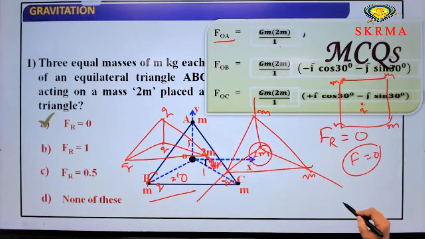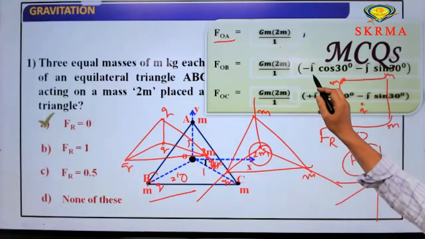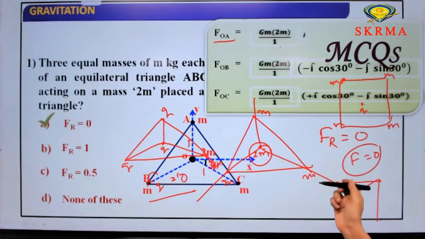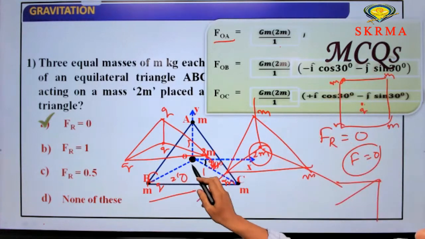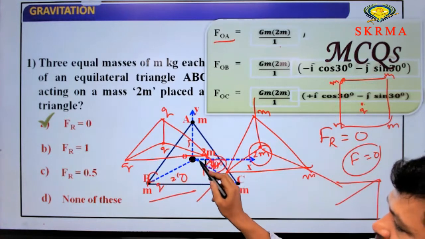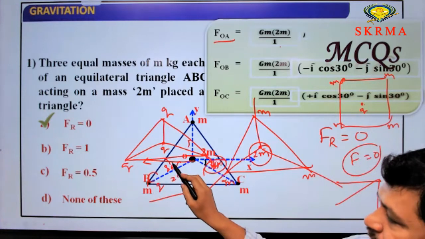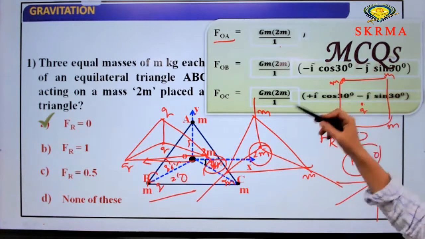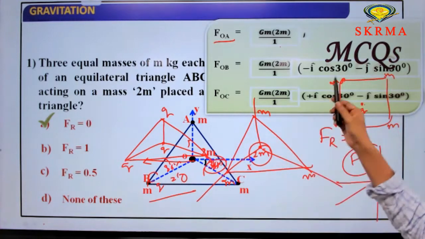This is a vector. If you resolve it into two components like this, it is simple. Here, this is the negative i direction, and this is the negative j direction. And how much angle does it have? It has 30 degrees with this horizontal. This is also 30 degrees. If it is 30 degrees along the negative x direction, it is minus i cos 30, and along the negative y direction, minus j sin 30.